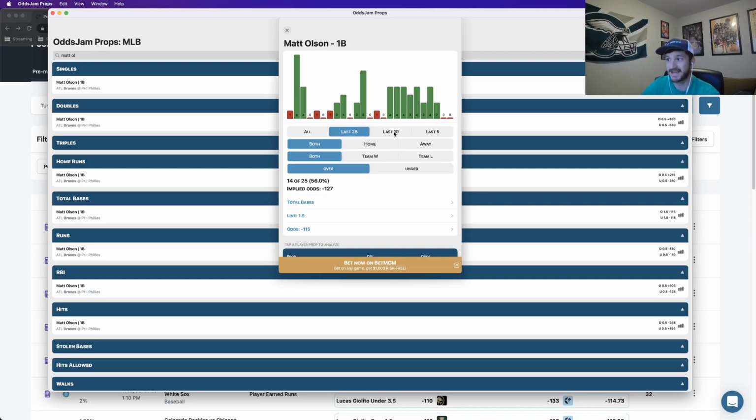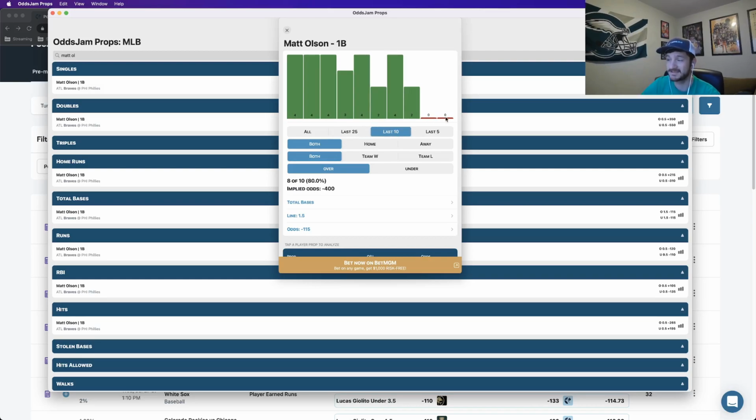More importantly, let's look at his last 10. He's missed it in the last 2, but this is a hot batter. He's hit it in 8 of his last 10, and even though he's missed it in his last 2, that's still 3 of 5 because he hit it in 8 straight prior to that. So we're betting on a hot batter to continue to be a hot batter, which is a bet that I'm willing to make.